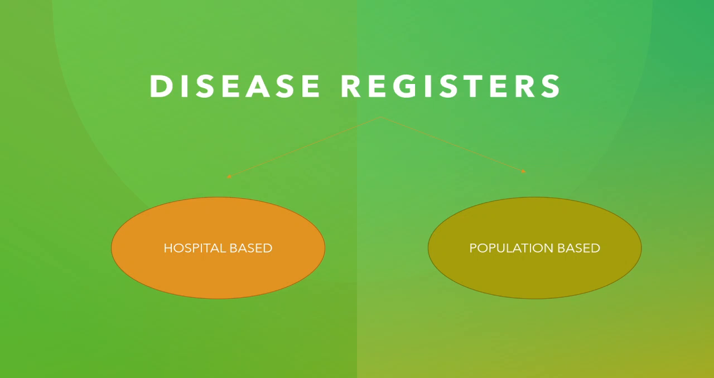Whereas a population-based registry contains and tracks records for people diagnosed with a specific type of disease who reside within a defined geographic region, that is, in a community or a city or a state, etc. The major concern of population-based registries is to calculate the incidence rate.